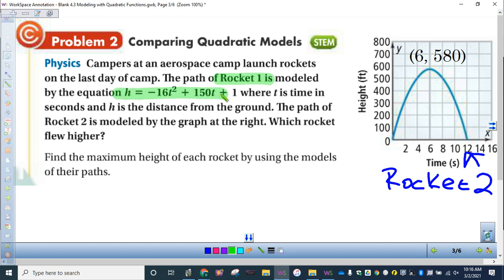Okay. So campers at an aerospace camp launch rockets on the last day of camp. The path of rocket 1 is modeled by the equation h equals negative 16t squared plus 150t plus 1, where t is the time in seconds and h is the distance from the ground. The path of rocket 2 is modeled by the graph. Which rocket flew higher? So how many people understood it better after I read it? Raise your hand if you did.